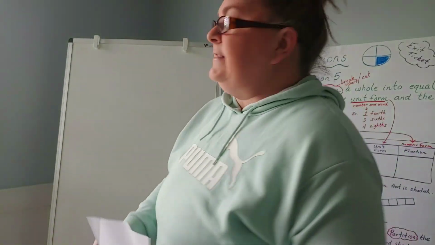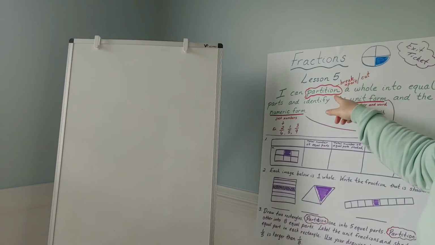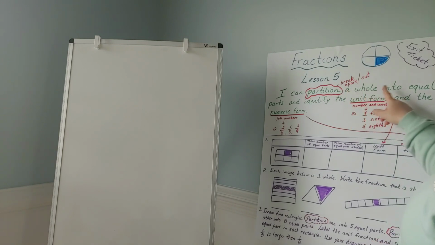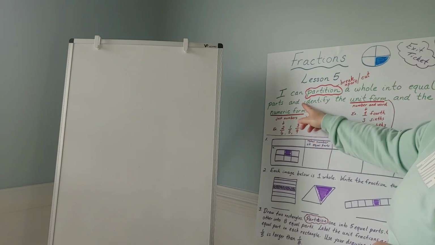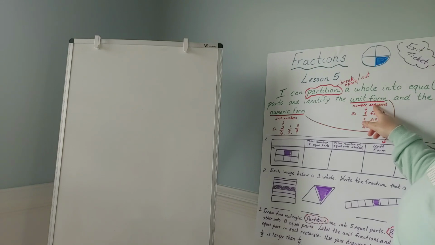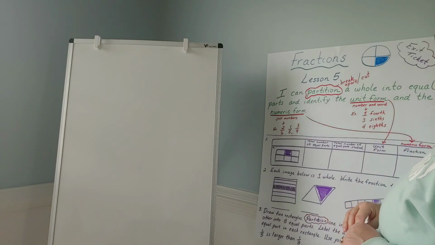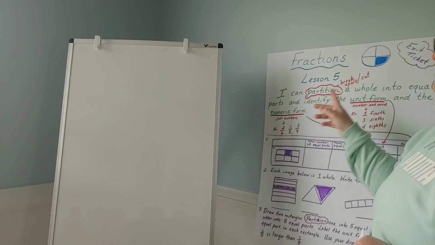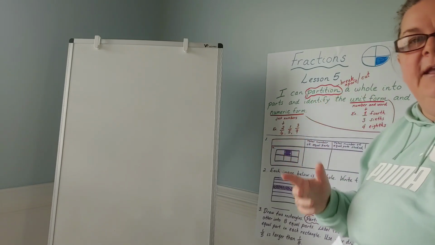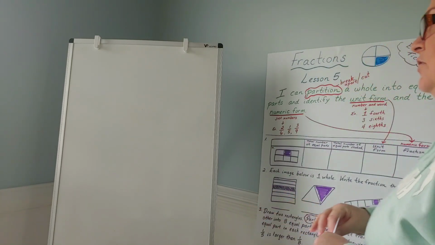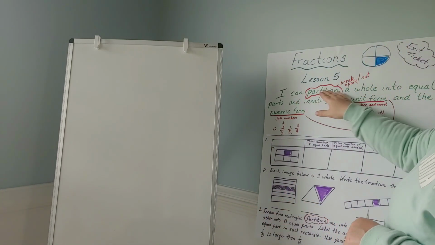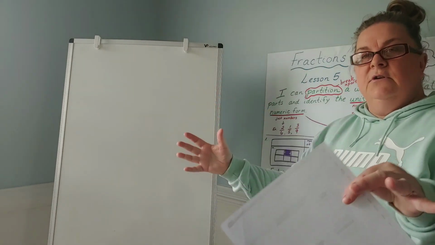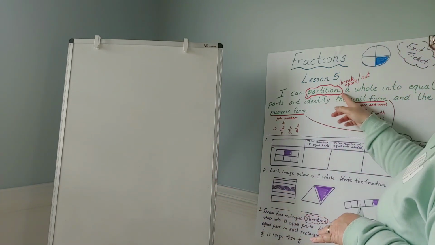Okay, so let's go over our goal over here. If you can see this poster, it says that we can partition a whole into equal parts and identify the unit form and the numeric form. Whoa, those are some big words. So let's talk about partition. Partition just means to break apart or cut, kind of like when we do the distributive property. So that should hopefully be a little familiar to you. So we're gonna break apart or cut a whole thing. So we're gonna see a whole candy bar, a whole circle, and we're gonna break it apart or partition it.